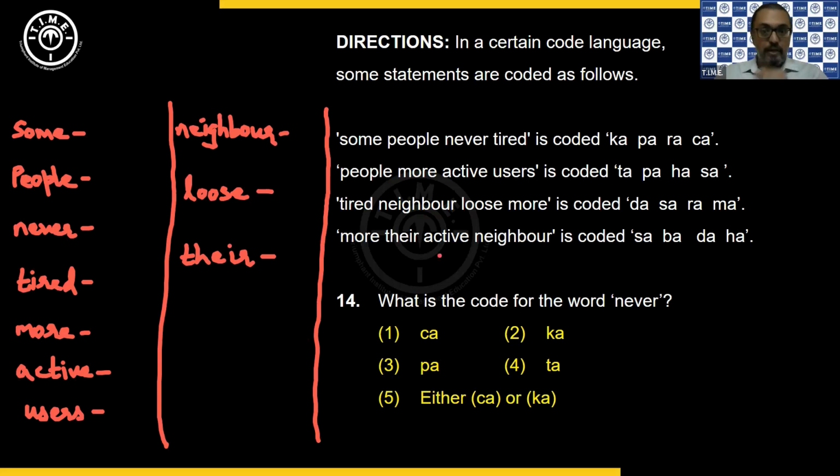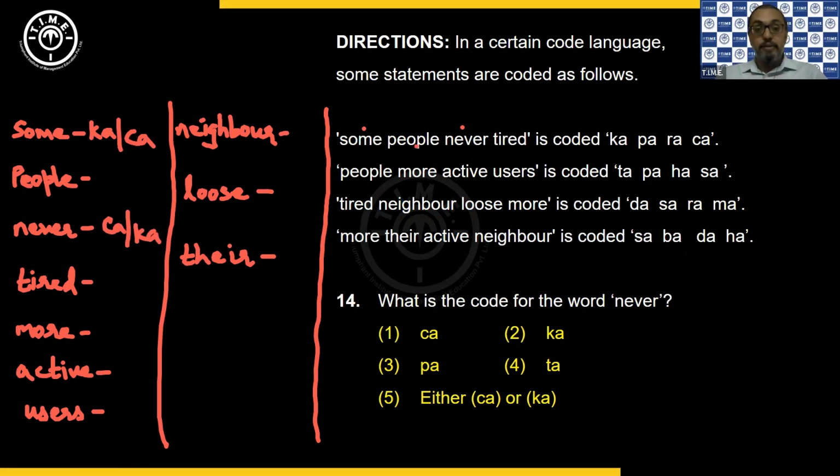Okay. Right. So now the word some is not repeated anywhere. So the code also should not be repeated anywhere. But at the same time, if you look at another word, never, never is also not repeated anywhere. So the code also should not be repeated. So for both some and never, there should be two codes in that sentence, which is not repeated anywhere. Correct? So which is that? KA is one, PA is repeated, RA is repeated, so CA. So it is KA or CA. For never, CA or KA, one among these two.